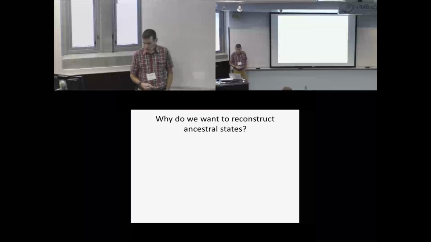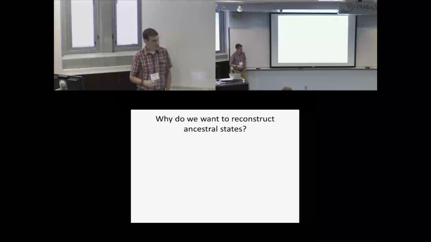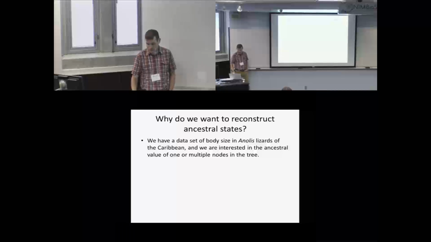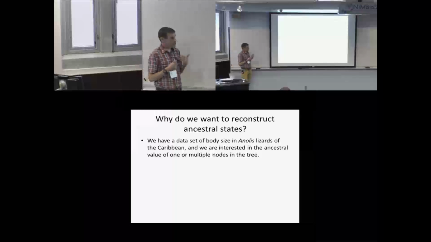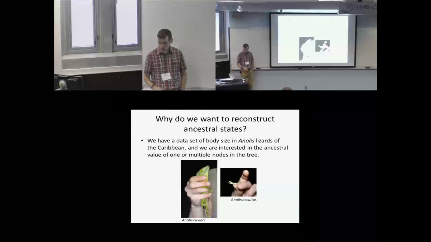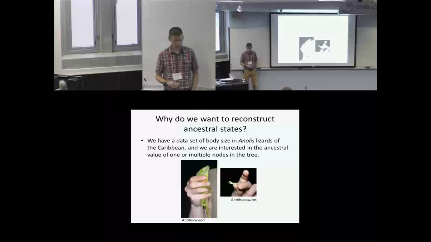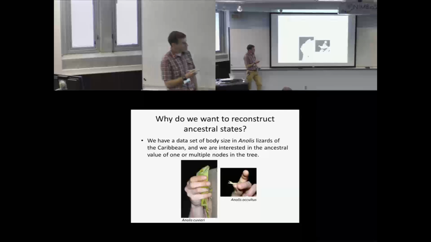Before I discuss how we can obtain these estimates, I thought I should pause to mention why we might be interested in these things. And I think if we're evolutionary biologists, it's fairly obvious. If we're studying evolution, we're often very interested in the evolutionary past, and ancestral states give us a window on that past. So say, for instance, imagine we had a data set that consisted of body sizes for this diverse group of lizards in the Caribbean, Anolis. And they range pretty dramatically in body size.